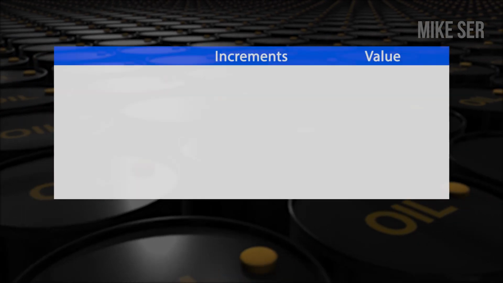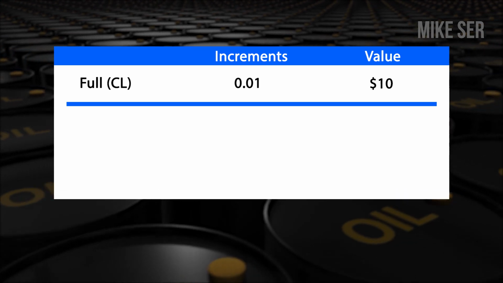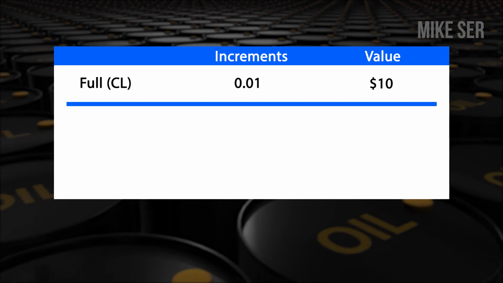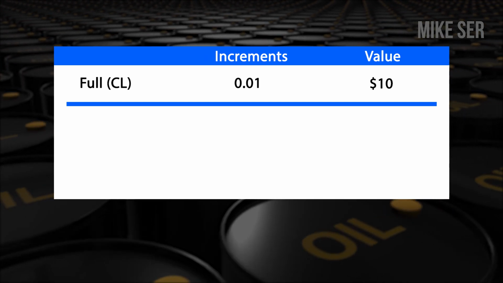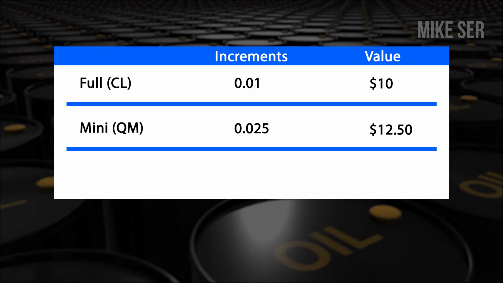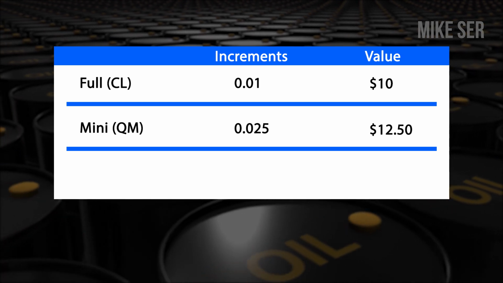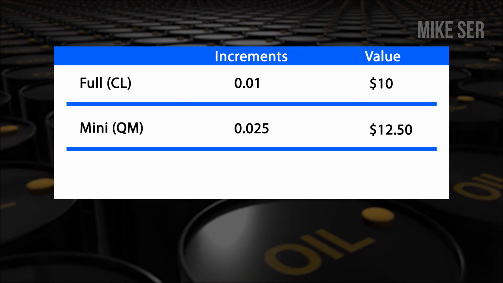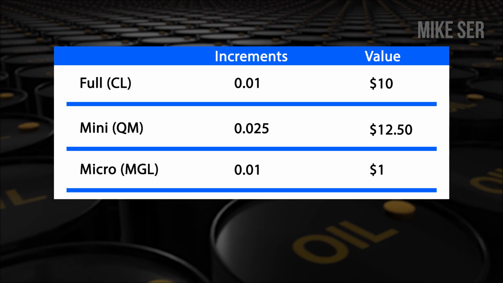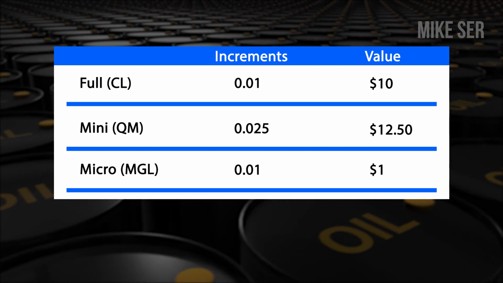As well, the full-size contracts are traded in 0.01 increments, which means that each cent change in the oil contract has a monetary value of $10. For the mini contract, which is traded in 0.025 increments, each 2.5 cents change has a monetary value of $12.50. The micro contracts are also traded in 0.01 increments, so each cent change has a monetary value of just $1.